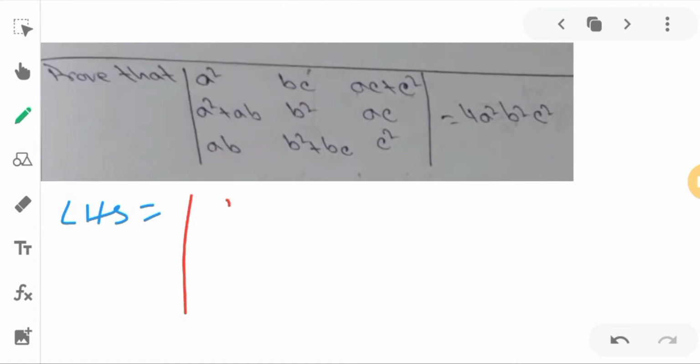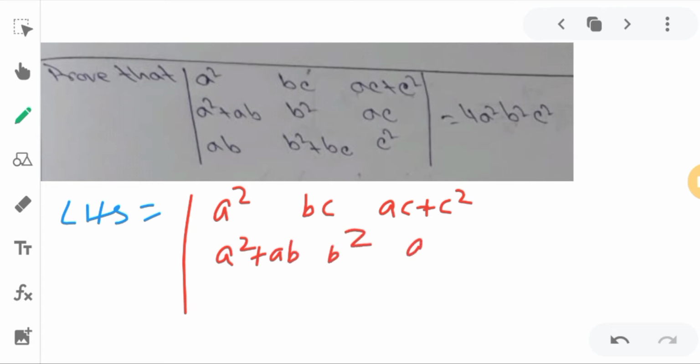is A square, BC, AC plus C square, and A square plus AB, B square, and AC. I am just writing the LHS. Okay, so this is our LHS given.